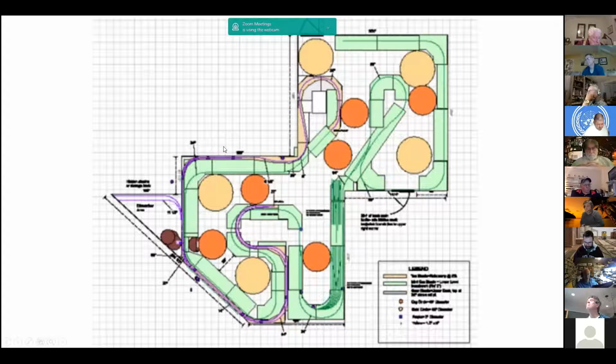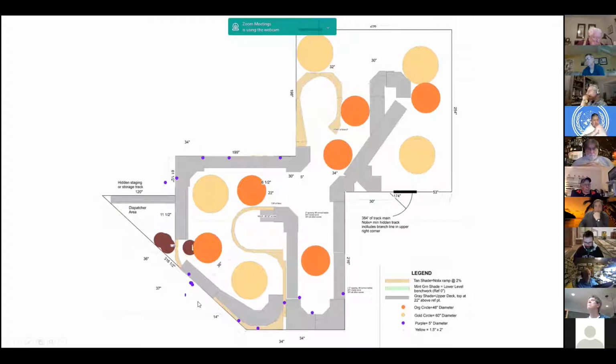It shows better on this one. Right here is the actual point where you penetrate the upper deck. So theoretically, from about right here to right there, you'd never see it. It would be so high up, it would literally be behind the fascia running along the front of this deck.